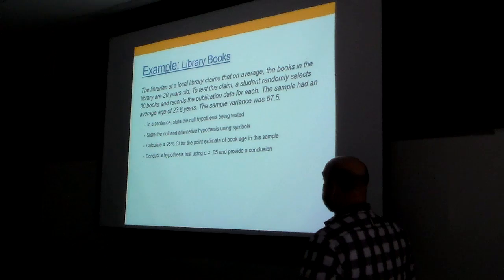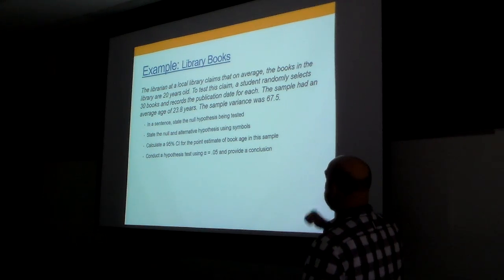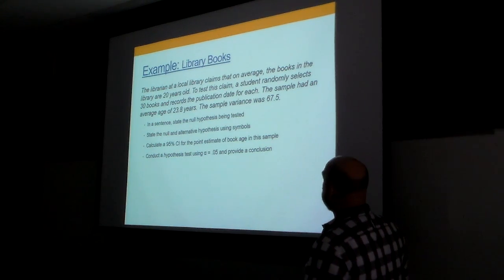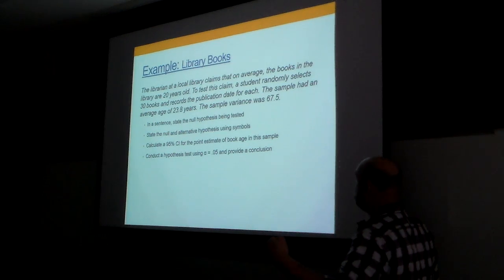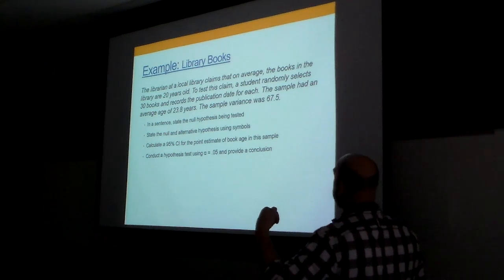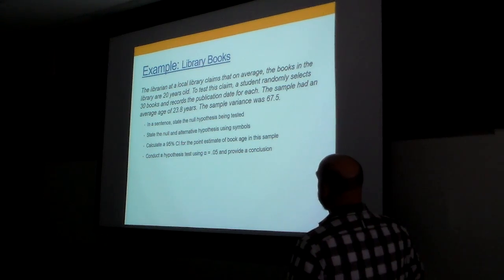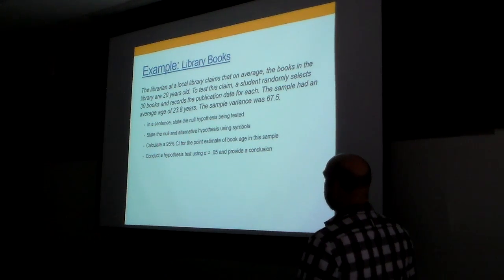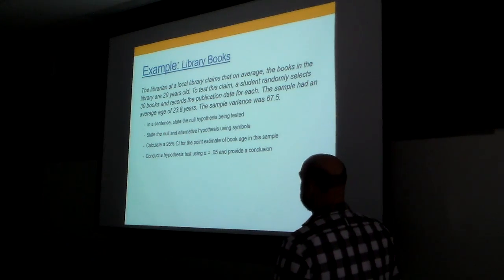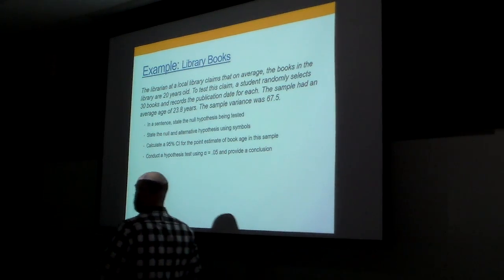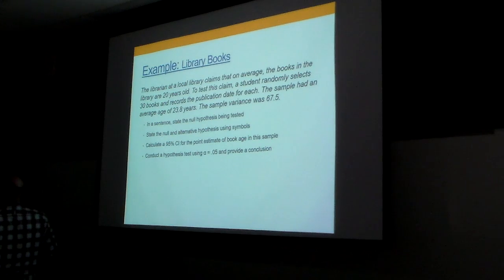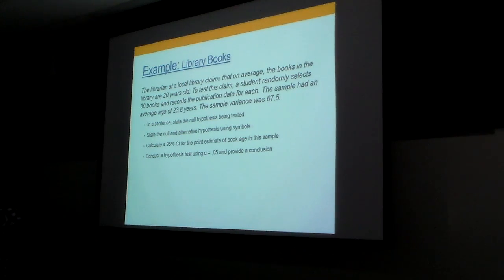But in this example, we have, again, a librarian. A local library claims that on average books are 20 years old. A student randomly selects 30 books and records the publication date for each. The sample has an average age of 23.8 years and a sample variance of 67.5. We did a previous example like this, but we just had a population variance, and if we got that, then it's easy.